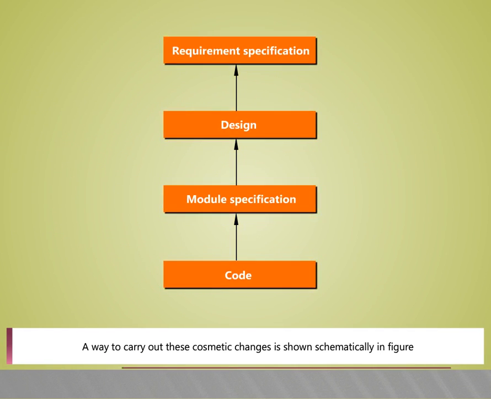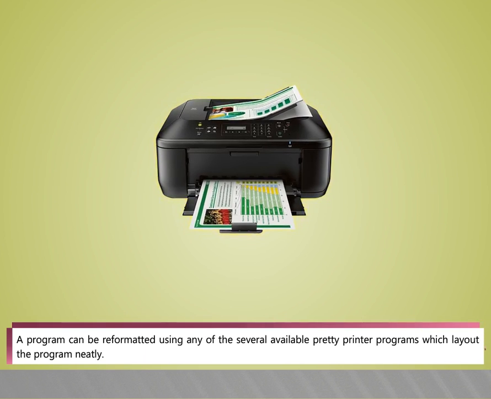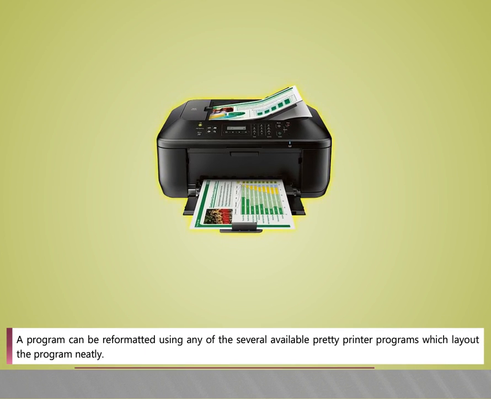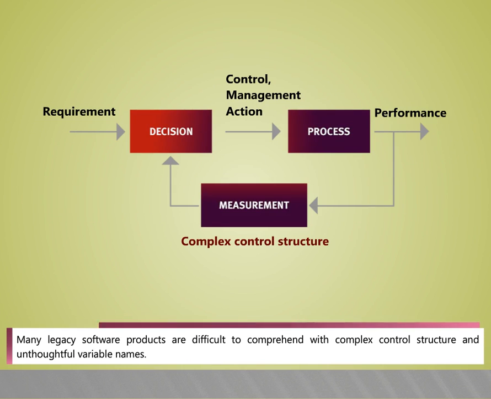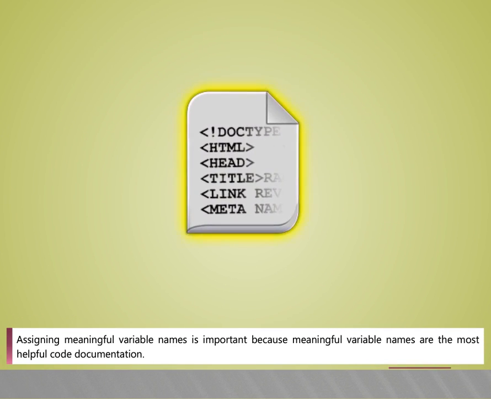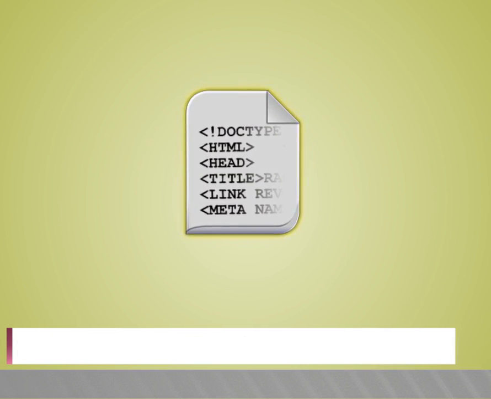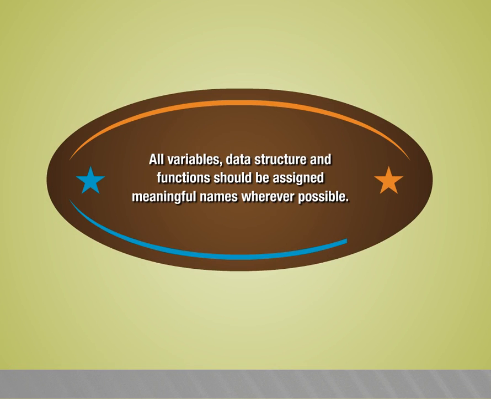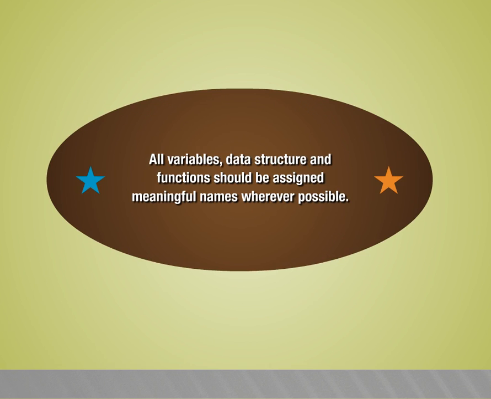A way to carry out these cosmetic changes is shown schematically in figure. A program can be reformatted using any of the several available pretty printer programs which lay out the program neatly. Many legacy software products are difficult to comprehend with complex control structure and unthoughtful variable names. Assigning meaningful variable names is important because meaningful variable names are the most helpful code documentation. All variables, data structure, and function should be assigned meaningful names wherever possible.